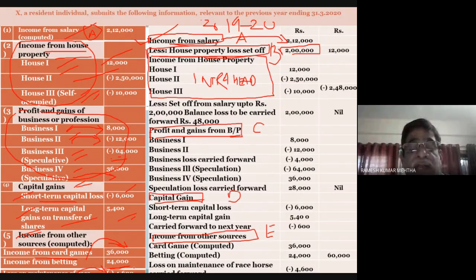Set off and carry forward of losses are discussed under three heads. The first step is intra-head, the second step is inter-head, and the third step is carry forward of losses for the subsequent assessment years.